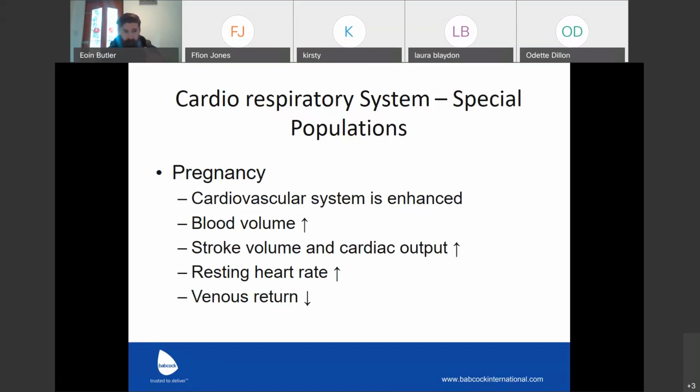So this is why it's really important that you do a good cool down with somebody who's pregnant. And also to benefit that venous return, to increase venous return, ask them to lie down with the feet up. So we do a full cool down with them at the end of the session.